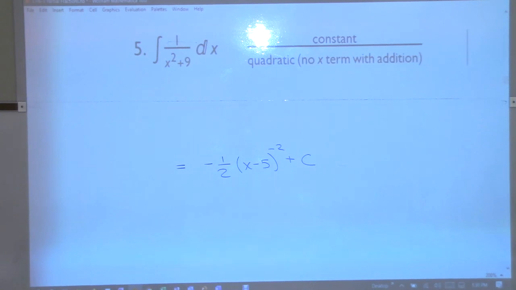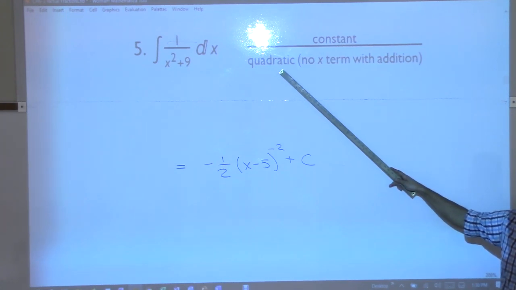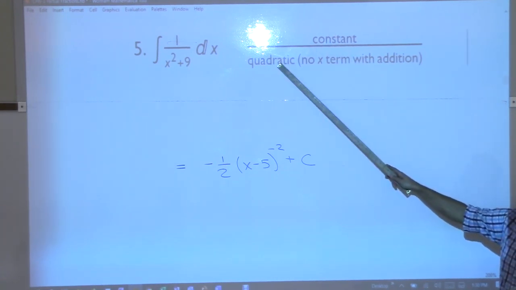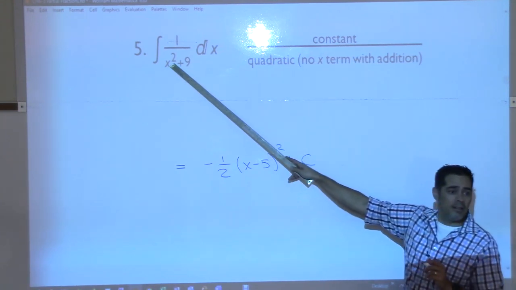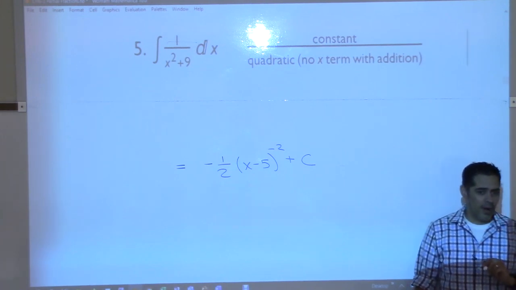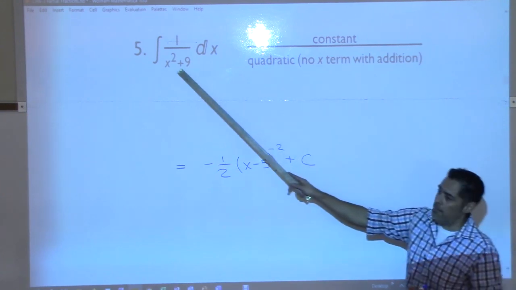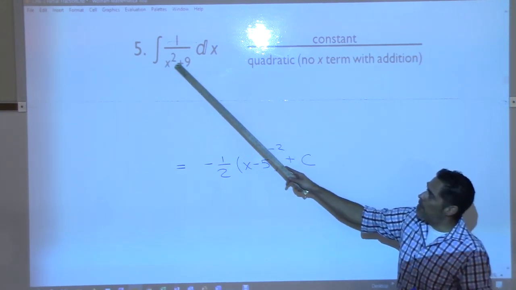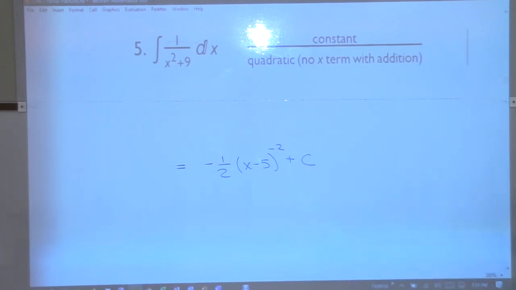All right, let's change it up. What if we have a constant over a quadratic? This is the first time we've had this. A constant over a quadratic, but there's something special about this quadratic. There's no x term. We have an x squared term and a constant term, but we don't have a single x to the first power term, and we have addition between these two things on the bottom. We should be able to handle that. How do we handle that?